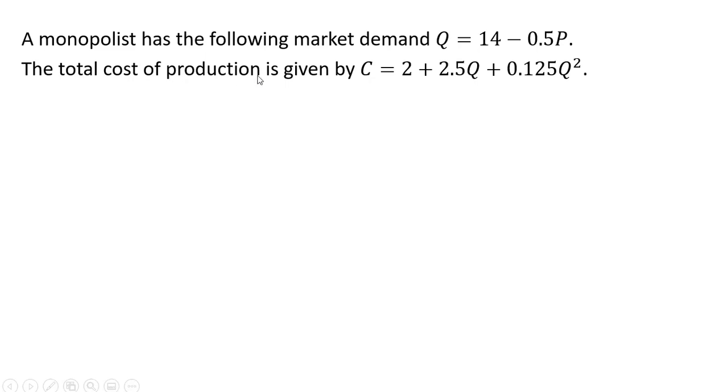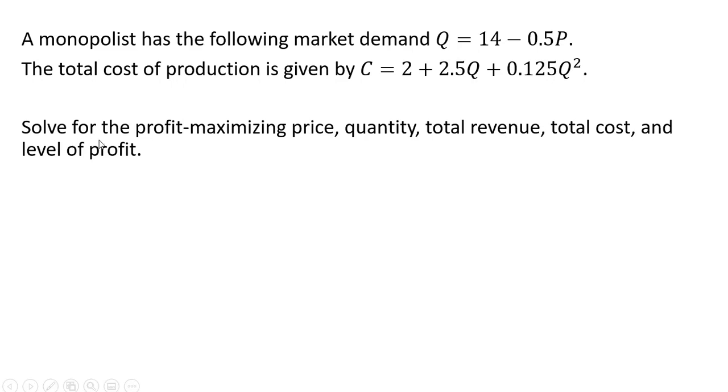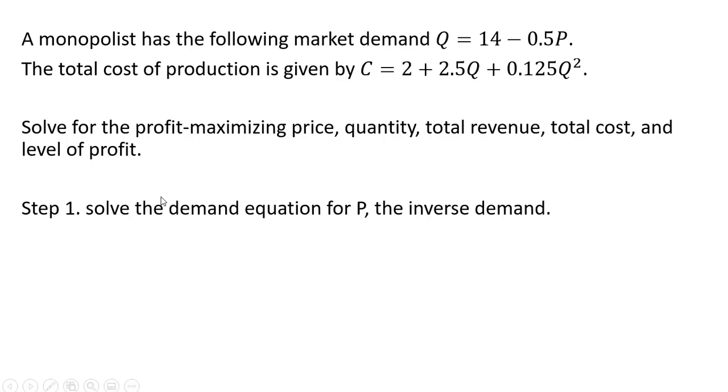The total cost of production for this firm is given by the following equation. We want to solve for the profit maximizing price, quantity, total revenue, total cost, and level of profit.